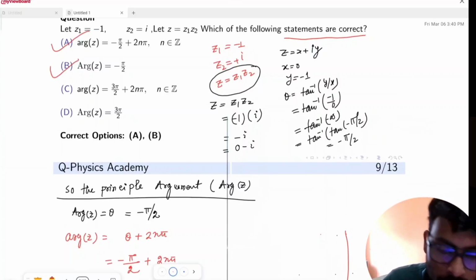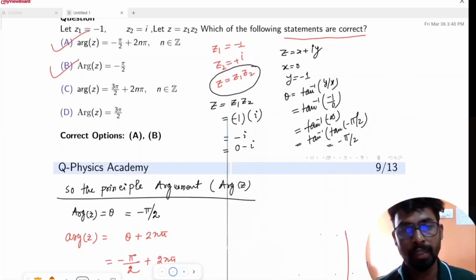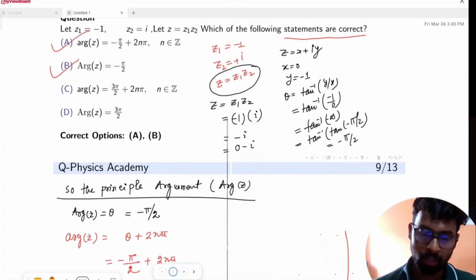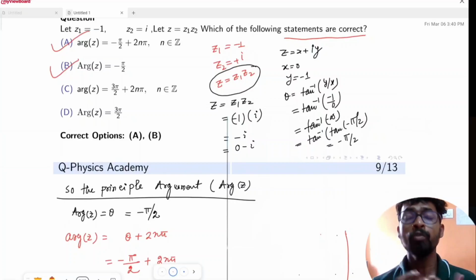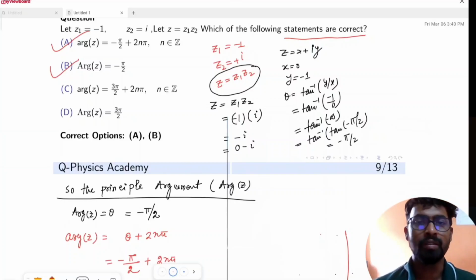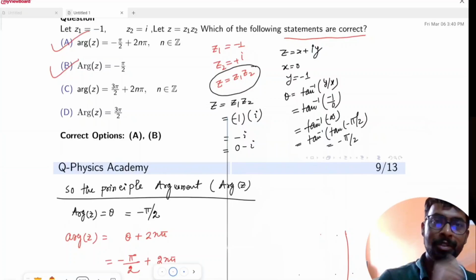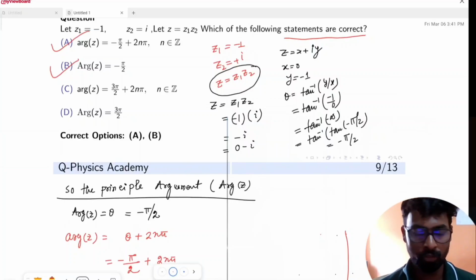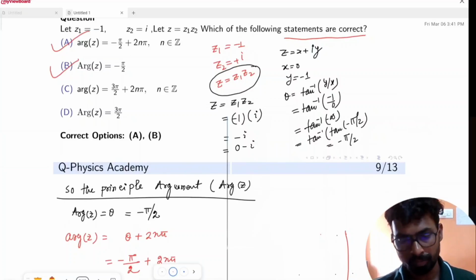So this kind of MSQ type question has been asked many times in IIT JAM and many IIT exams in previous years. I hope you feel those questions are very easy. Then that's fine, it means you understand the difference between arguments and principal arguments, right? If you feel it's a very easy question, I'm also very happy.